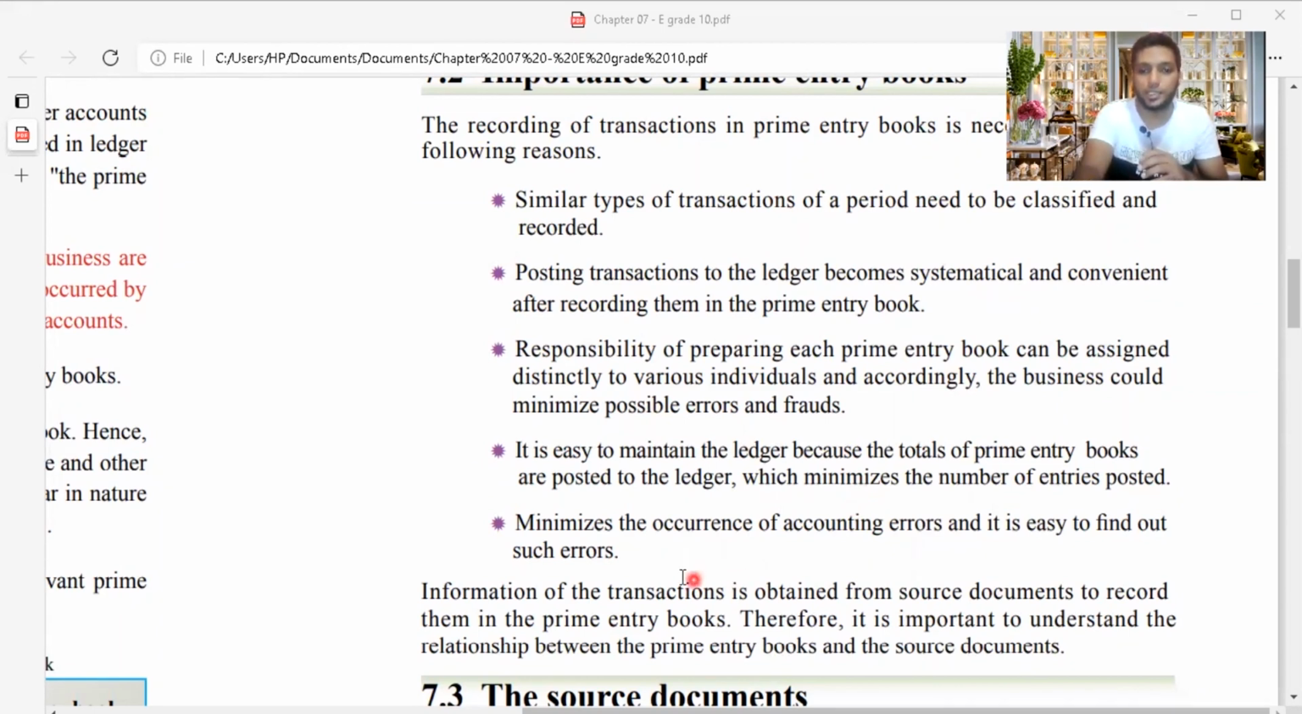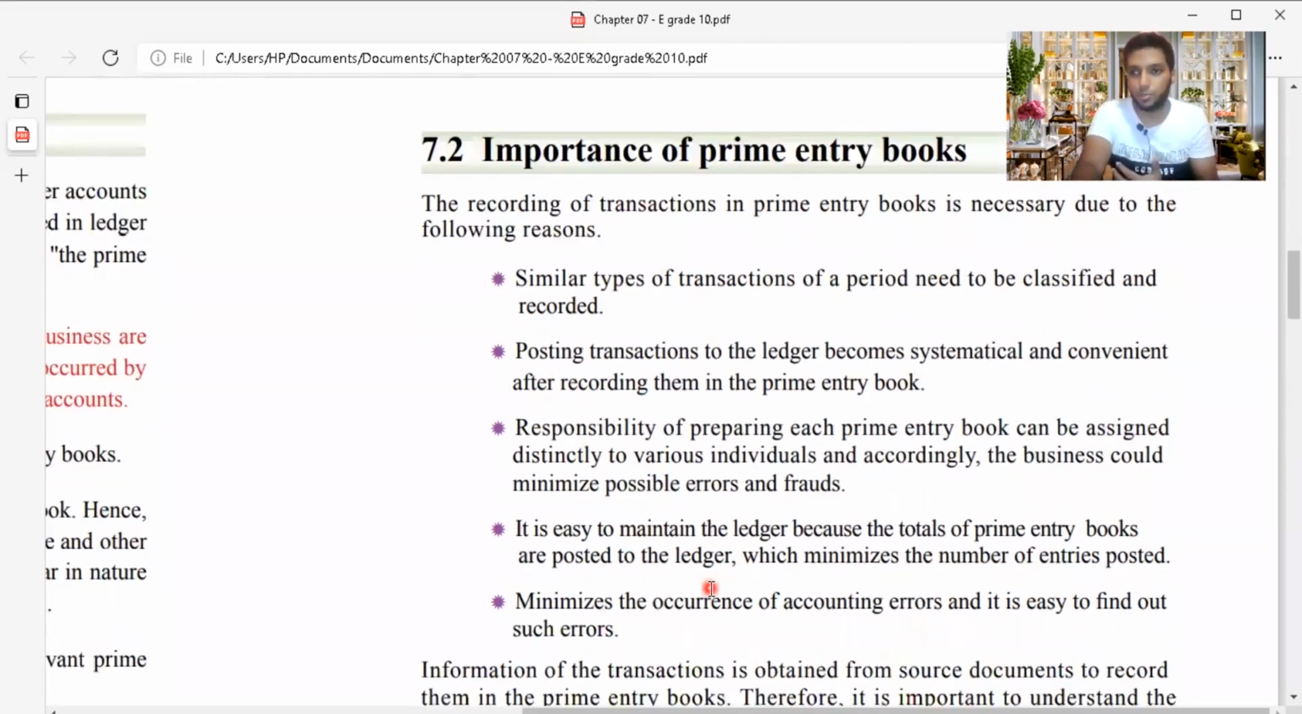And then the fifth point says that it minimizes the occurrence of accounting errors, and errors are easy to find out. For example, if there's a problem in sales, you can go to the sales journal and find out the mistake. You don't have to take all the primary books and waste your time. You can focus on one particular area. So these are the basic things you need to know when it comes to the importance of primary books.